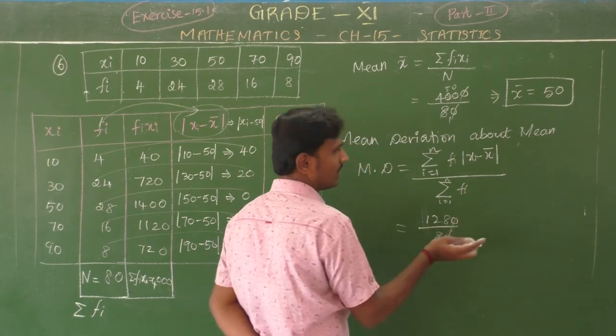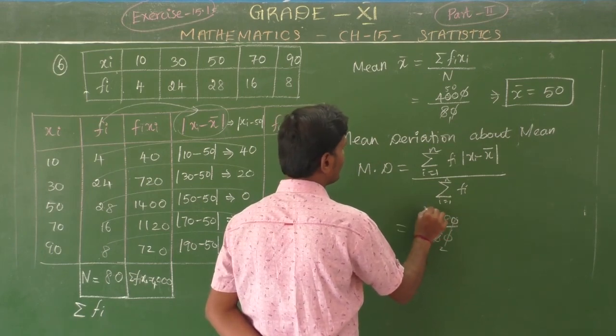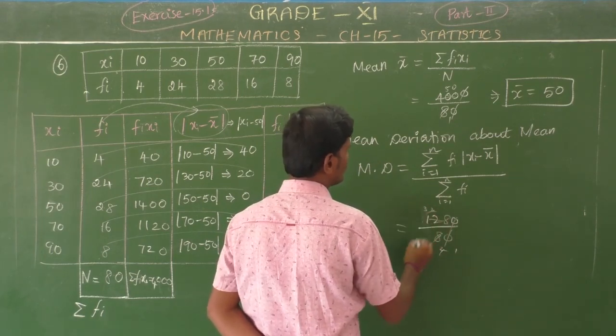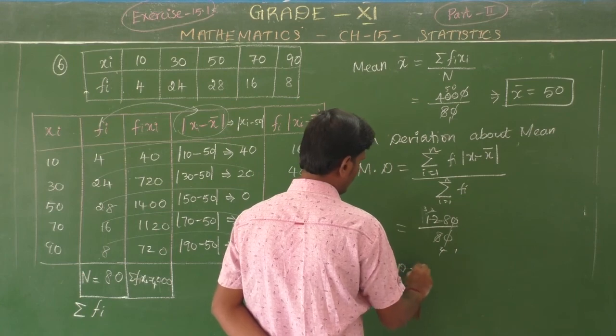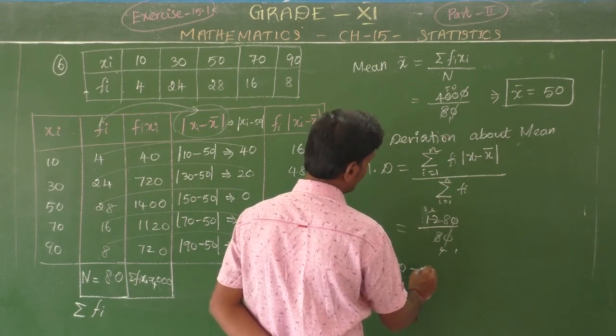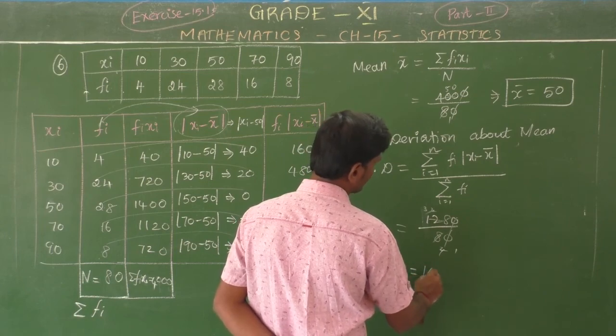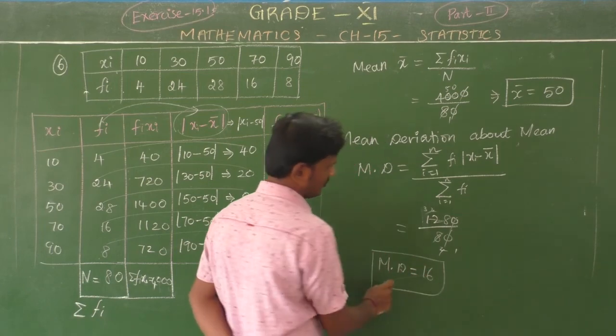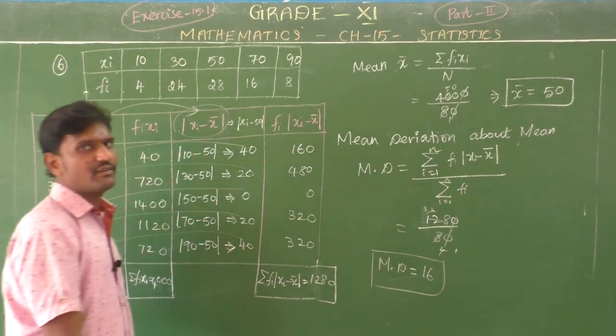Now cancel using the table of 4. 2 4s are 8, 3 4s are 12, 4 4s are 16. So the mean deviation about the mean is equal to 16. What is your final answer? 16. Have you got it, children?